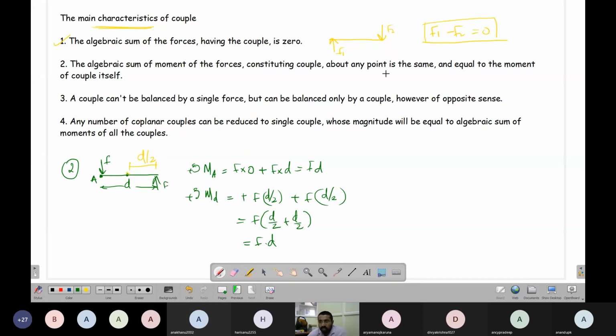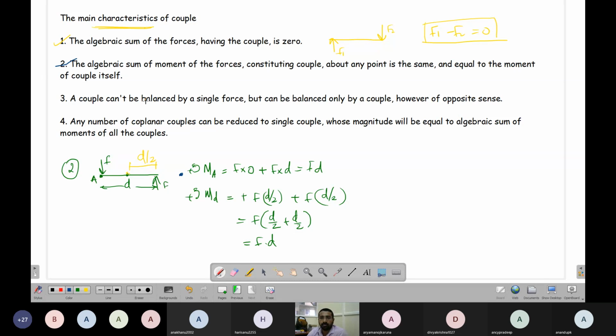Now, if you take this moment about any point in this plane, you will get this same moment. This couple moment will be equal to the algebraic sum of the individual moments of the forces about that point. So I hope this is clear. If you want to elaborate a little more, you can find the moment about this point due to these two forces. That also will be clear. So that is the second property.